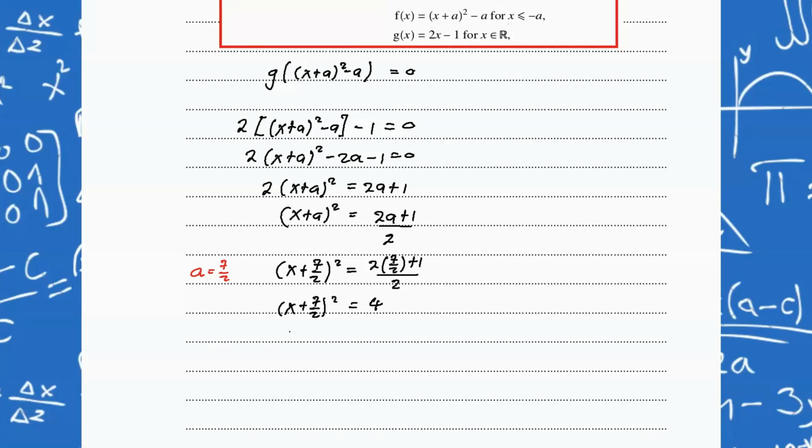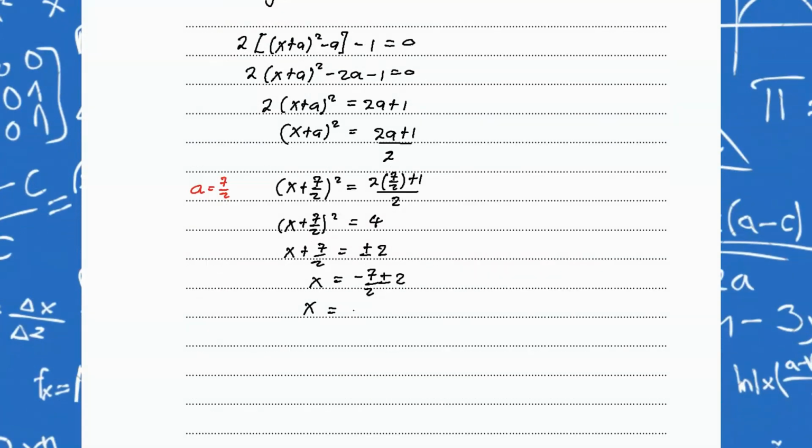Square rooting both sides, we'll be having x + 7/2 equal to plus or minus 2. So x will be −7/2 plus or minus 2. The values of x will be −7/2 − 2 or −7/2 + 2. So −7/2 − 2 will be −11/2, and the other value, −7/2 + 2, is −3/2.